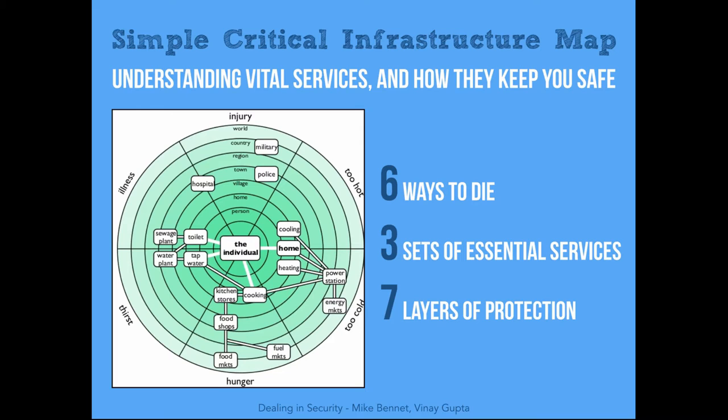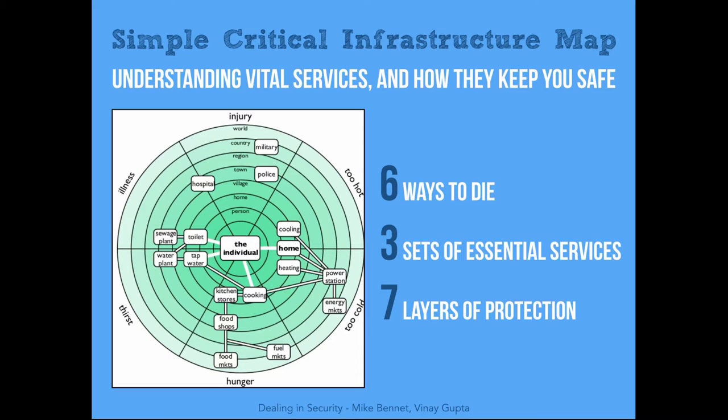So this paper called "Dealing in Security" by Mike Bennett and Vinay Gupta, they talk about this simple critical infrastructure map and how we can understand vital services and how they keep us safe. They essentially define six ways to die. You can die from being too hot, from too cold, from hunger, or from thirst, from illness or injury. Those are the pie slices in this illustration.